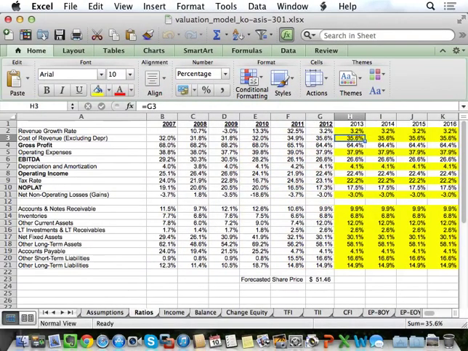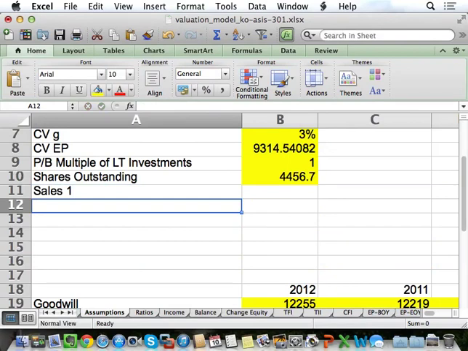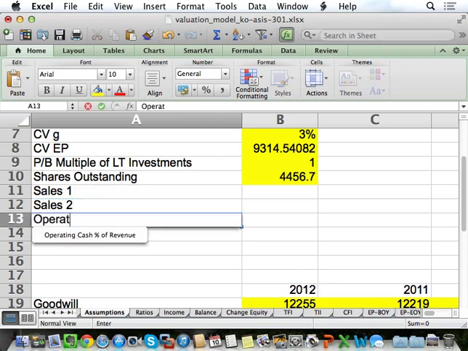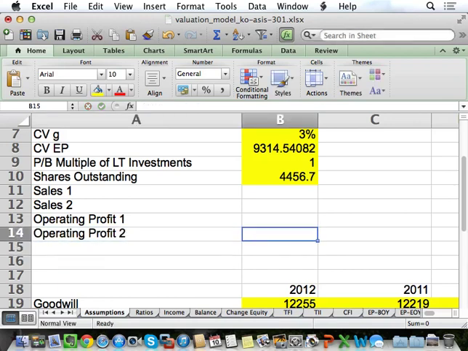I'm going to go to the Assumptions tab, and I'm going to create 4 new assumptions. I'm going to call it Sales 1 for forward year 1, in this case 2013. Sales 2 for forward year 2. Operating profit 1, operating profit 2. And these are all going to be in yellow. And so these are the numbers that I'm going to pull off the EEO screen and just type into my model.